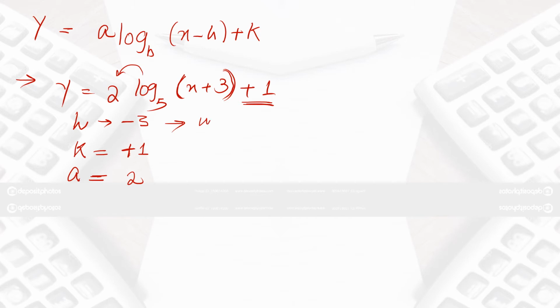It means it is telling you to move towards the left. Negative means left, positive means right. Now k is positive 1, it means move up. Plus means up, minus means down. And 2 is greater than 1, so it is your vertical stretch.